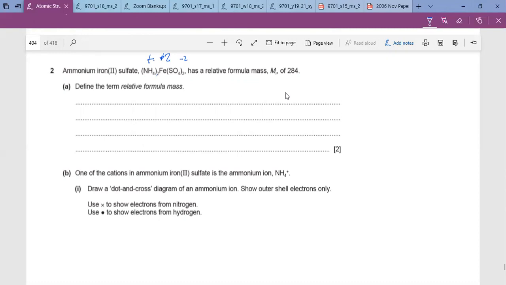This is actually used in a lot of alums. Define formula mass. It says relative formula mass, not relative molecular mass. Why? Because it's an ionic substance, so they use the correct words here. They won't use relative molecular mass unless this is a covalent compound. It's for 2 marks, and you can see the marking scheme.